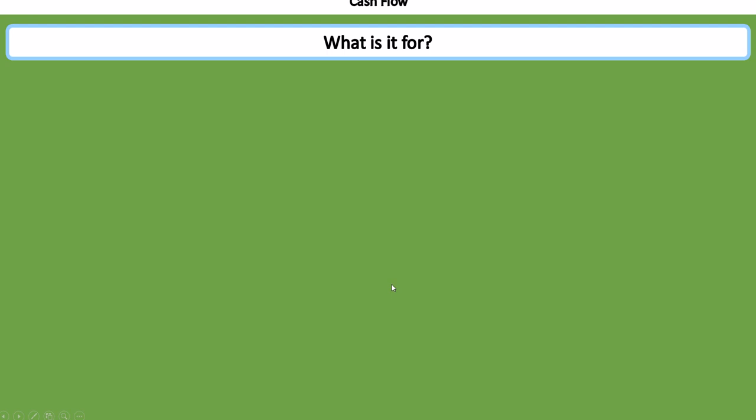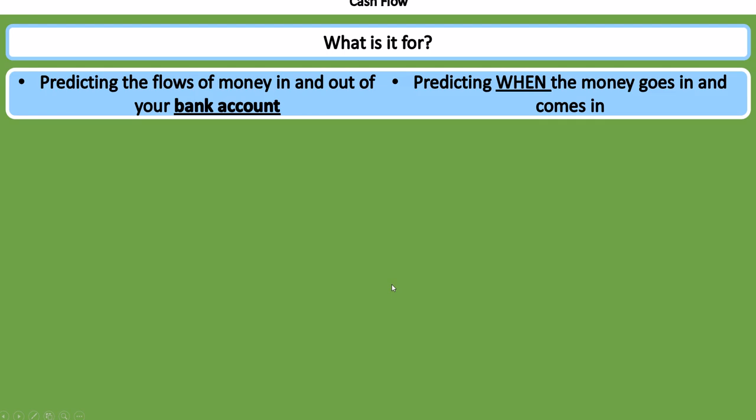So our next planning tool is cash flow. And this tells you 2 things. Predicting the flows of money in and out of your bank account. So how is your bank account each month affected by the money that goes in and out of your business? And predicting when the money goes in and comes out. I should say out, not in.